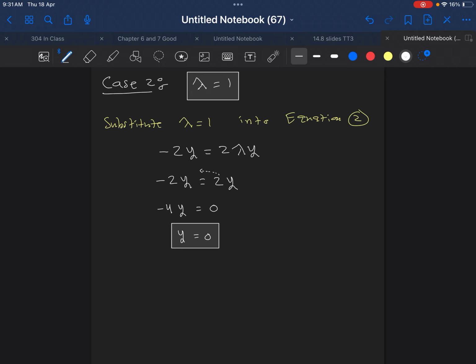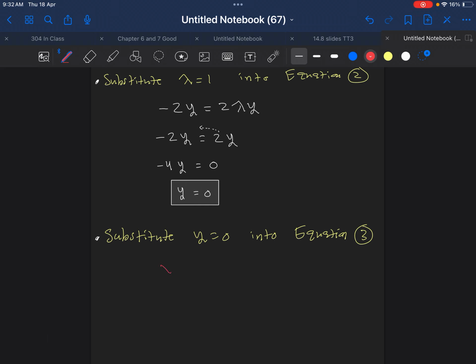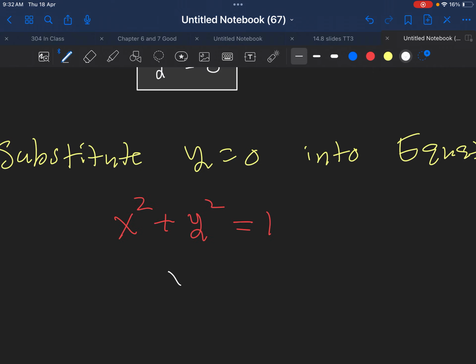The last step here is we substitute in equation number 3, y equal to 0. Now what's equation number 3? It was x squared plus y squared equal to 1. If we substitute y equal to 0, I will get x squared equal to 1. That will leave me with two options for the x, either 1 or -1.